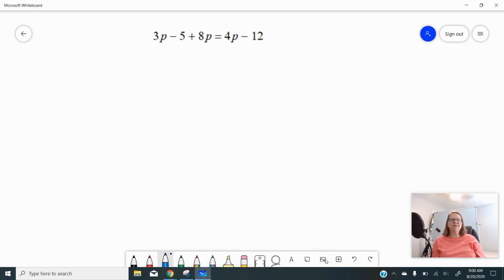Hey y'all, so let's take a look at solving an equation that has variables on both sides.